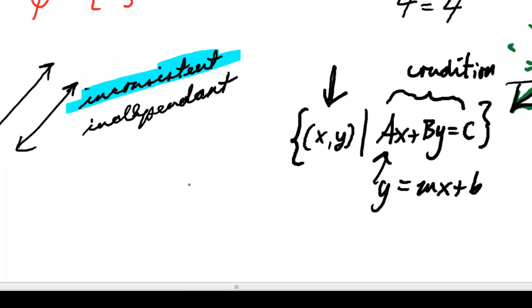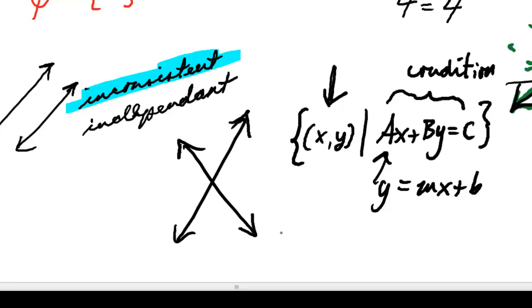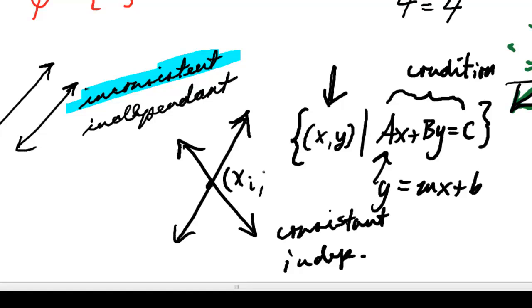Oh, by the way, if they just intersect, what do we have there? We have a consistent system, but it's independent equations. So consistent, independent is when you will get an ordered pair solution at the intersection.